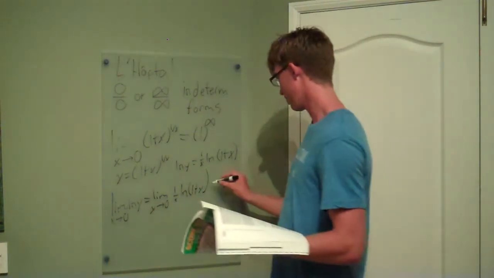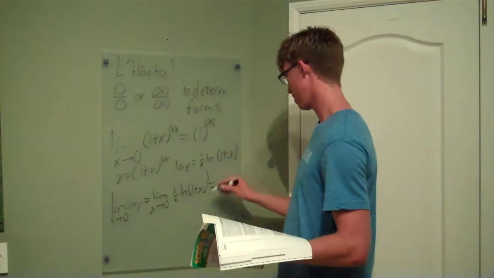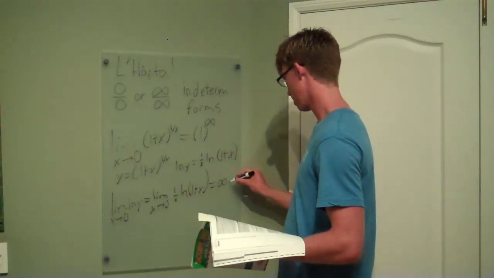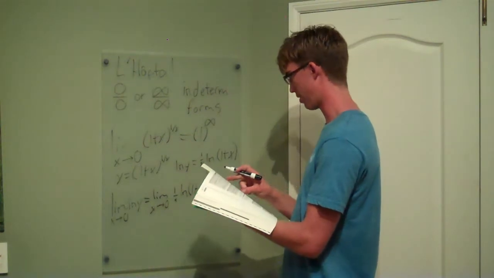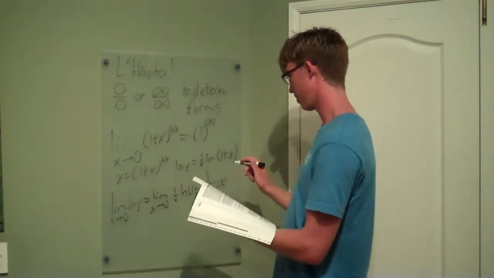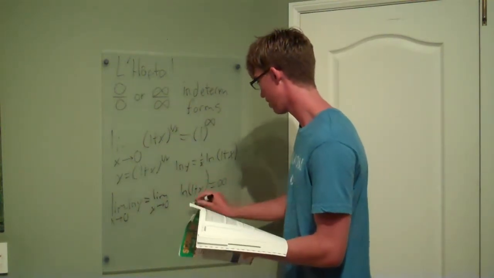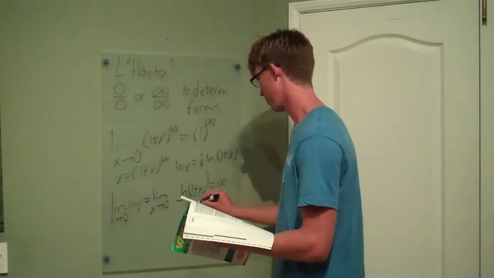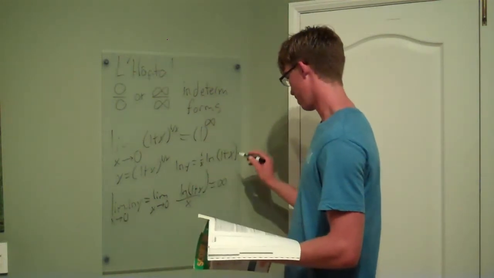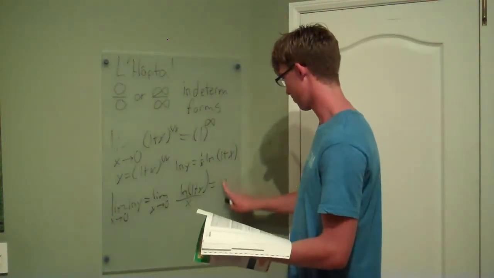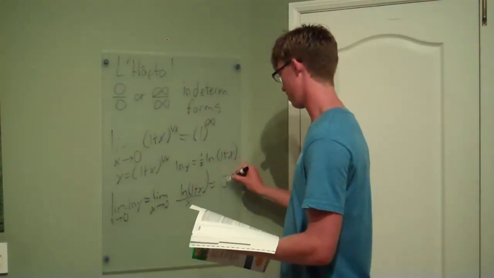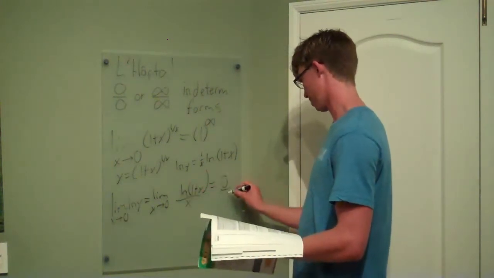And plugging in, we get infinity, whoops, I did that wrong. Oh yeah, there we go. ln of 0... ln of 1 is 0. So plugging in, we get 0 over 0.